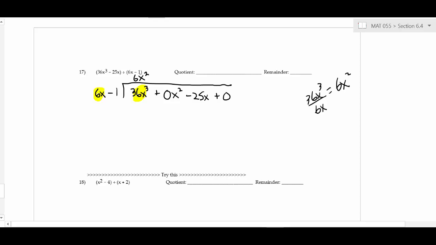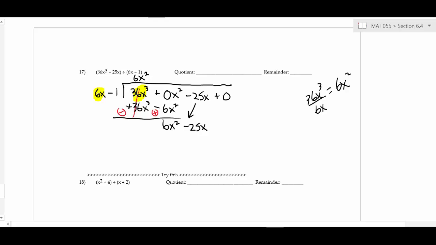So now I'm going to multiply 6x times 6x, which is positive 36x to the third. That means I did it right. Then 6x squared times negative 1 is negative 6x squared. You can do that multiplication in your head if you want to. I just did 6x squared times 6x minus 1. Now we're going to subtract, so I'm going to change the signs and add. The first column cancels out. The second column, 0 plus 6, is 6x squared. Then I'm ready to bring down the next number.